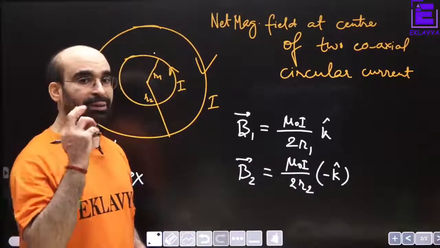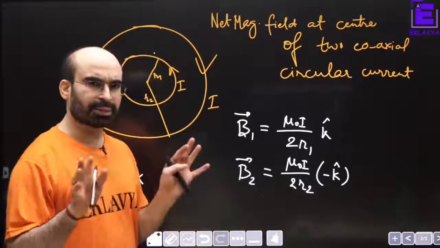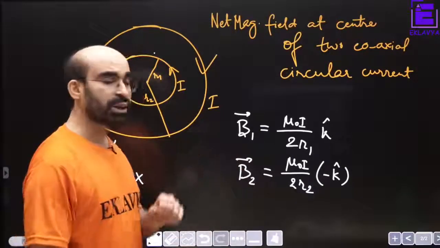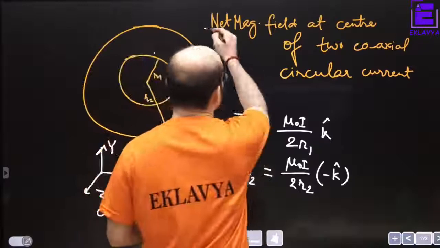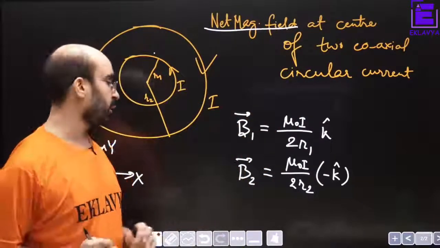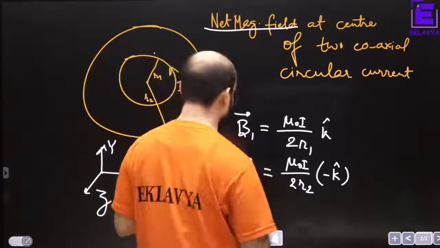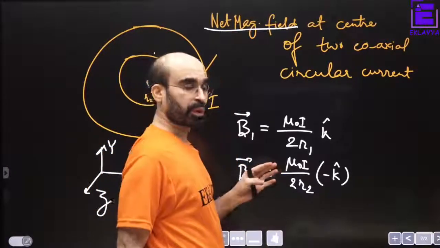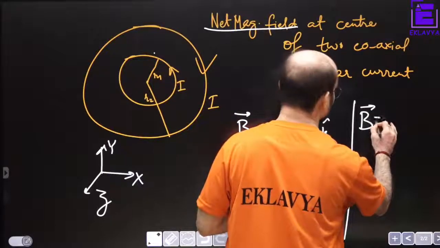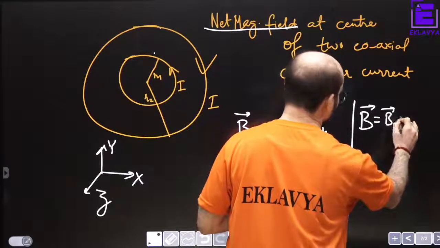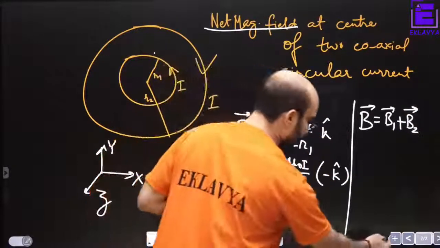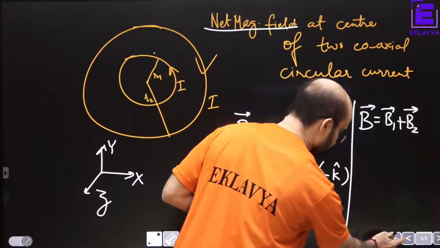Okay, it is clear now that magnetic field is a vector. So if we have to find out the net magnetic field, we are going to add them vectorially, right? Vector sum of the two magnetic fields. So B would be B1 plus B2. Okay, so what is going to be? Just have a look.